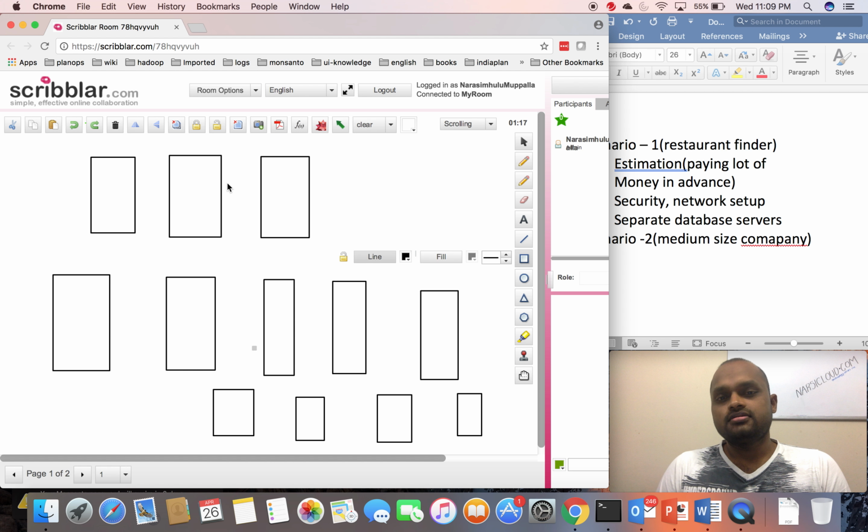So IaaS, infrastructure as a service. The name itself is giving the explanation. What is infrastructure? We can consider it CPU, hardware, anything related to hardware. We can consider that as infrastructure. Because we're getting all of that as a service, we named it infrastructure as a service. That is one type.